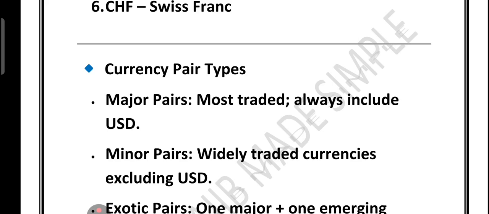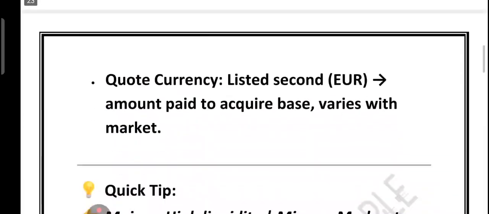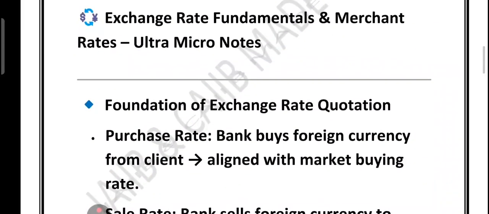So currency pair, major pair I told you, minor pair, exotic I told you, exchange rate quotation, I think we have discussed all these things, right? Now exchange rate fundamentals, very, very important. Let's clear the fundamentals first.